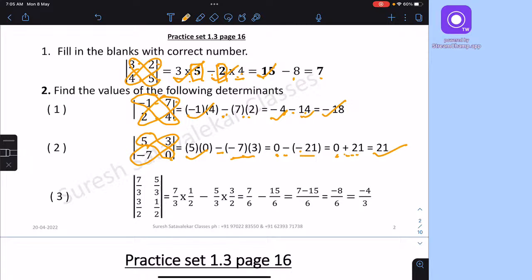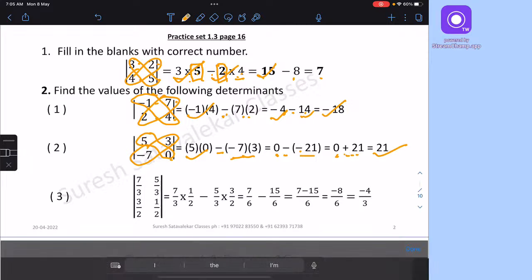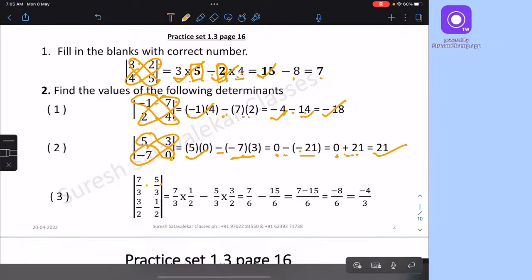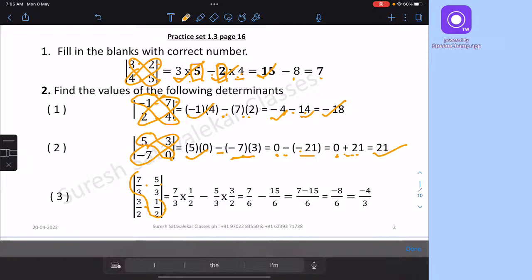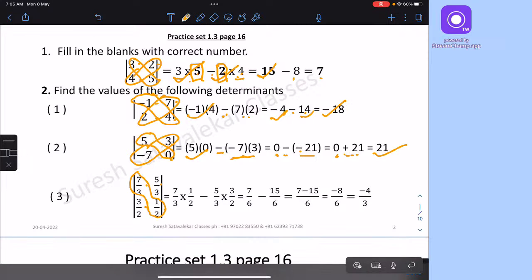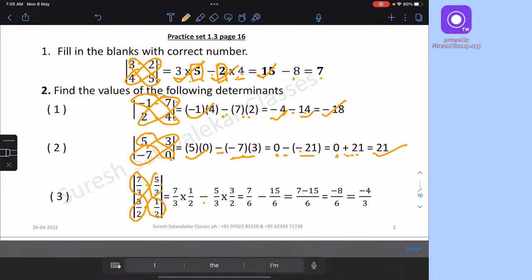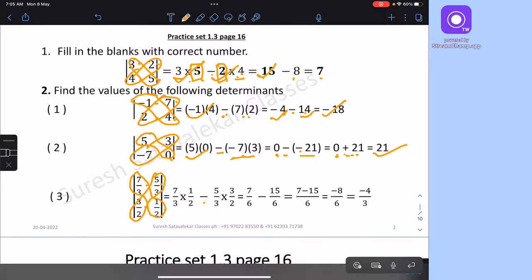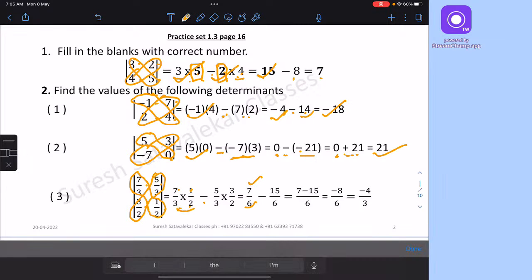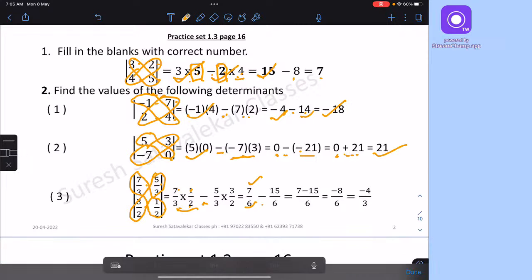Now next is the determinant 7 by 3, 5 by 3, 3 by 2 and 1 by 2. Again here we have to cross multiply. So 7 by 3 multiplied by half, and from that you have to subtract the product of 3 by 2 and 5 by 3. So the product of 7 into 1 is 7. Product of 3 into 2 is 6. So first this comes 7 upon 6. You have to subtract, so this is minus.